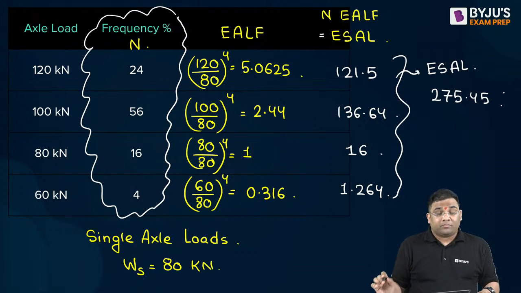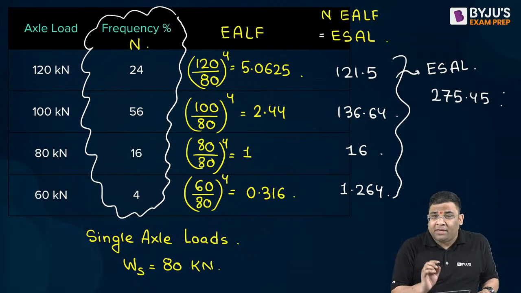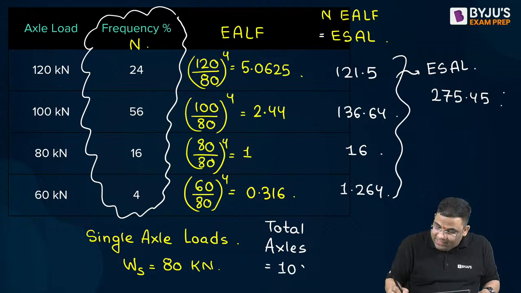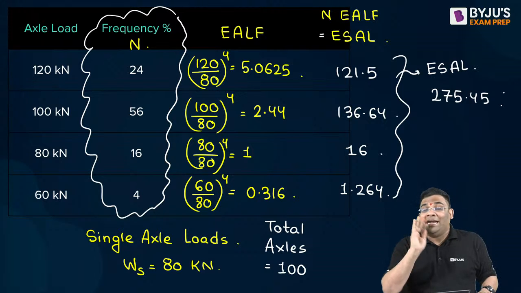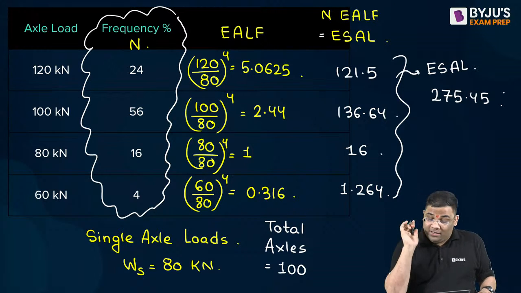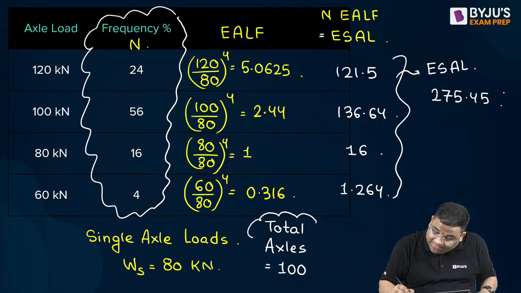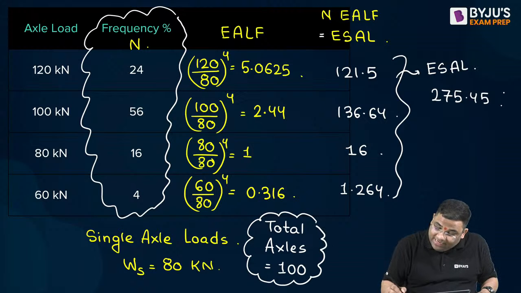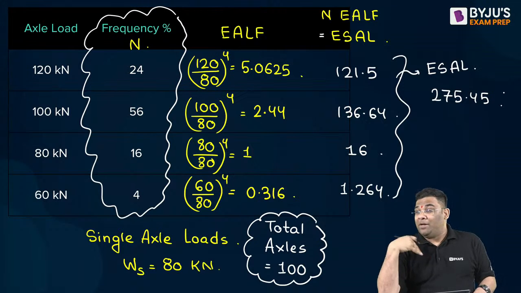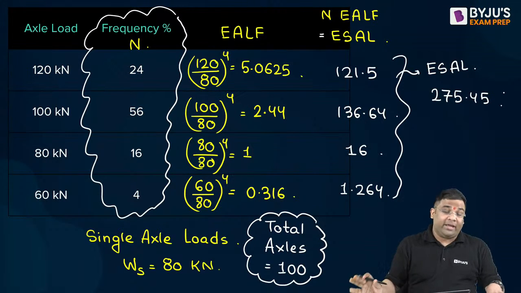You see, when the frequencies are given, I assume that total axles is 100. And then this percentage only I took as the number. But you see, this 100 is total axles, na. Is it the number of commercial vehicles? No. It is not the number of commercial vehicles.